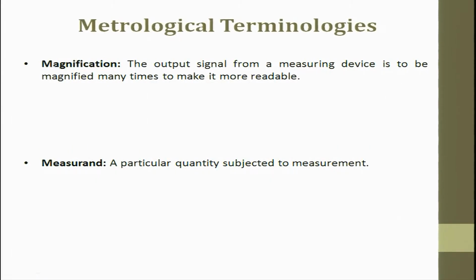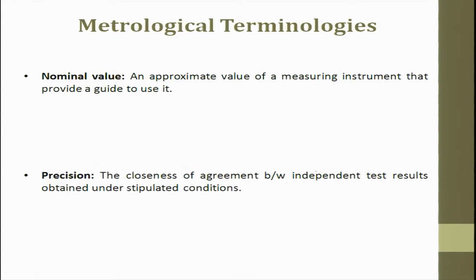So, further moving on, magnification. The output signal from a measuring device being magnified many times to make it more readable is magnification. And what is measurand? A particular quantity subjected to measurement is called a measurand, such as voltage, temperature, length, meter.